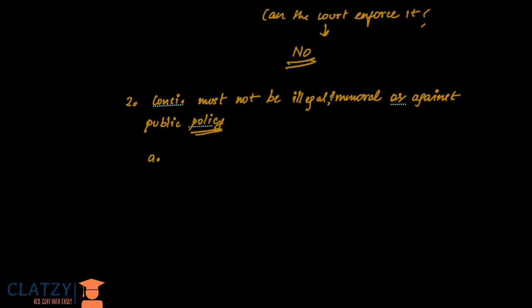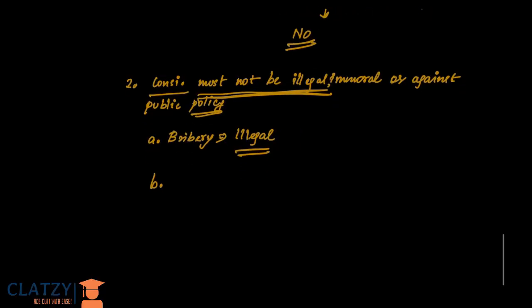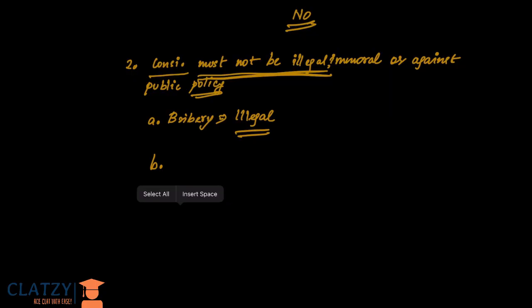One example we have already seen: bribery. When you offered to pay rupees 10 lakh to NLSIU, the consideration to be paid by you is a bribe. Okay, and bribery is illegal. Hence, the consideration that you had offered to pay to NLSIU is invalid because that consideration is illegal. And we just saw that consideration cannot be illegal.